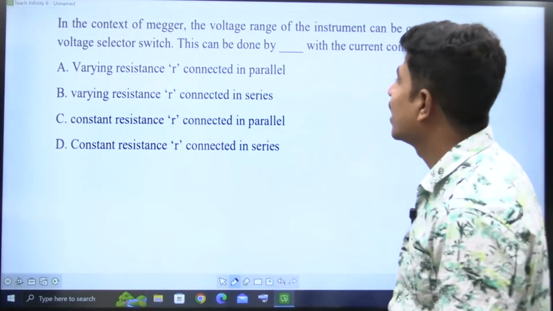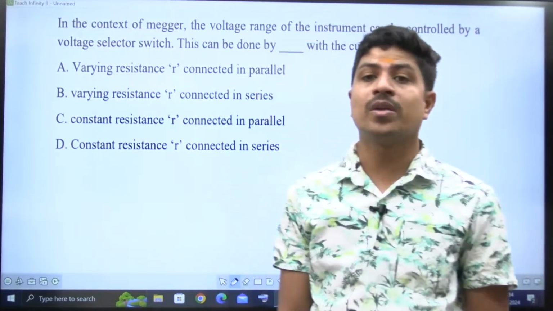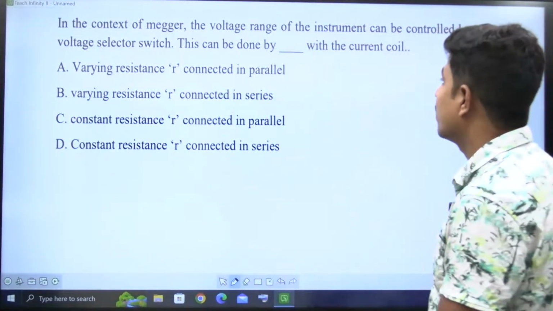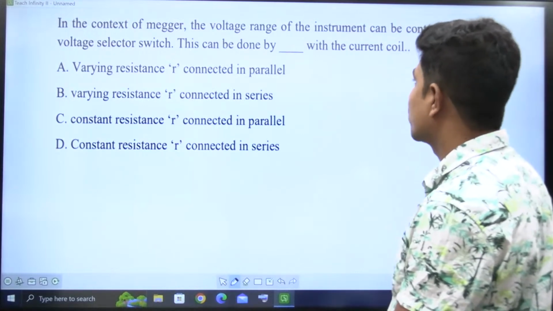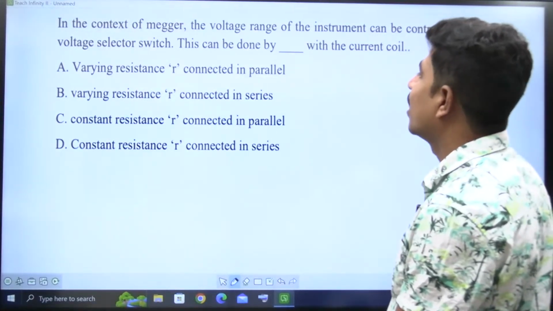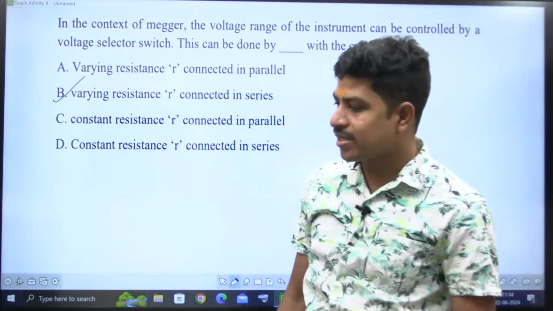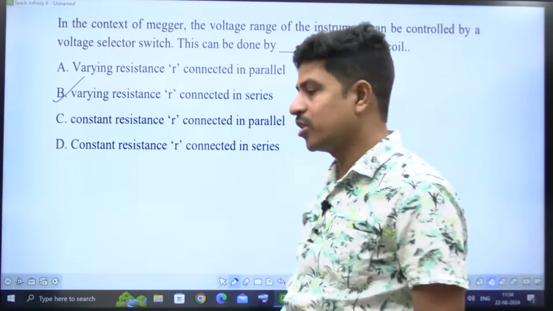Next question, please. In the context of Megger, yes, in the last session I told you what a Megger is. Megger is the instrument which is used to measure high insulation resistance, right? In the context of Megger, the voltage range of the instrument can be controlled by the voltage selector switch. This can be done by dash with the current coil. Yes, varying resistance in series. By connecting varying resistance in series with the current coil, you change the voltage measuring range, right?